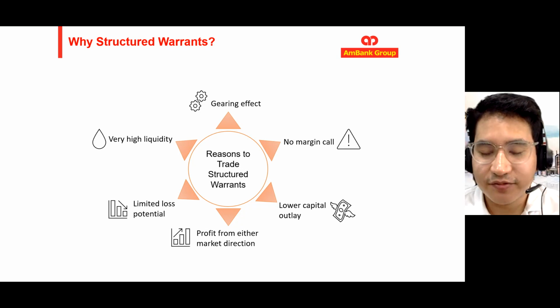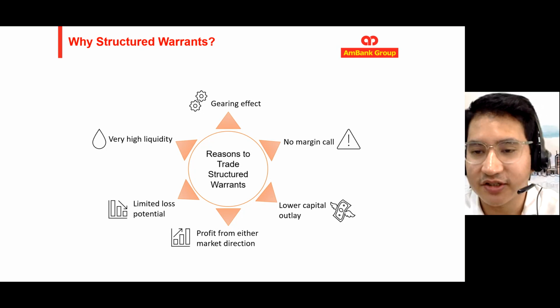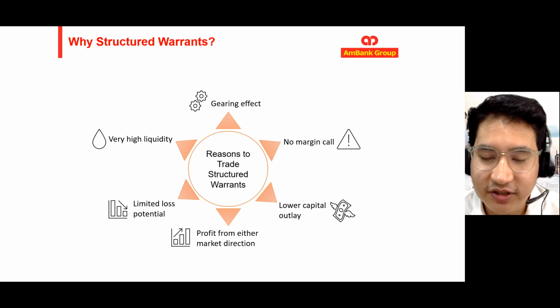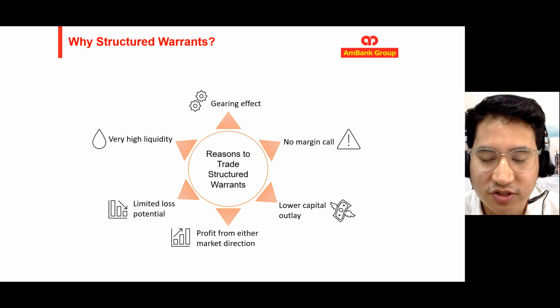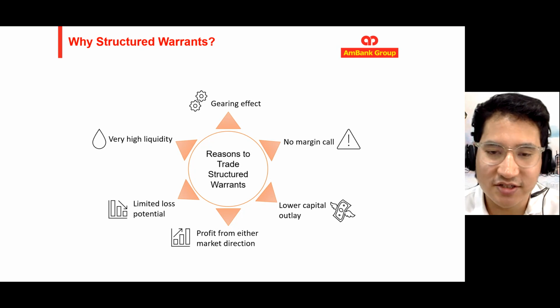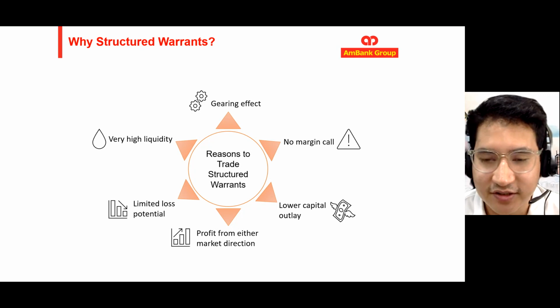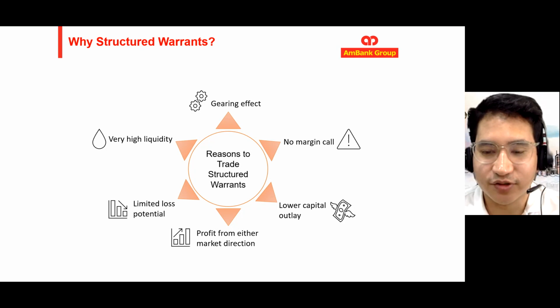Another reason why people like structured warrants is because you are able to profit from either direction, whether it's bearish or bullish, like I mentioned earlier. Lower capital outlays: like the earlier example, you gain an effective exposure on the structured warrants with a lower capital outlay. And last but not least is no margin call. So this is not share margin financing. So we won't come to you if, say, your position has turned sour. We won't come to you and ask for a margin from you.